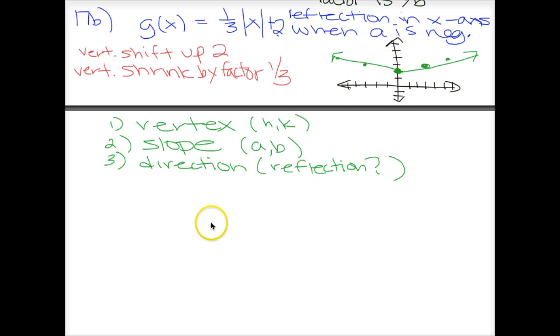Remember that if you're asked to work backward, which you are in 16 and 19, you're given the picture. The process is the same. Look where the vertex is, because how much you shifted tells you what H and K are, and then you can put them into the equation. Then you should count your slope. How much did you go up or down, and how much did you go left or right? The slope is either an A value or a B value, your choice. And then finally, which direction did it open? If it opened down, you know that you need to have a negative in front.